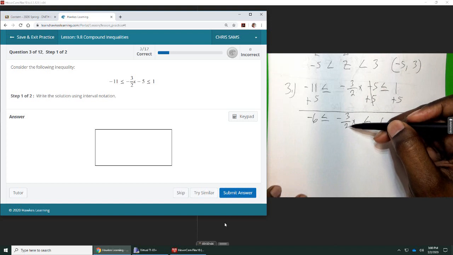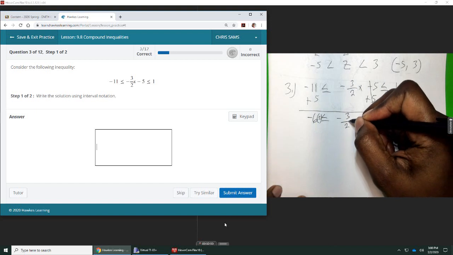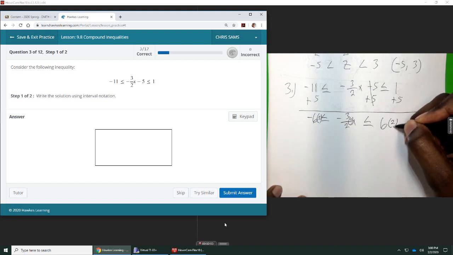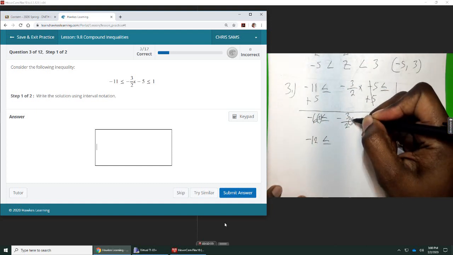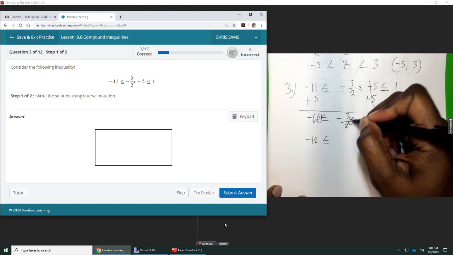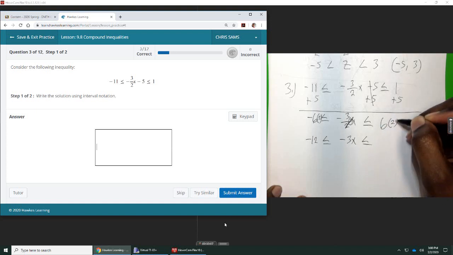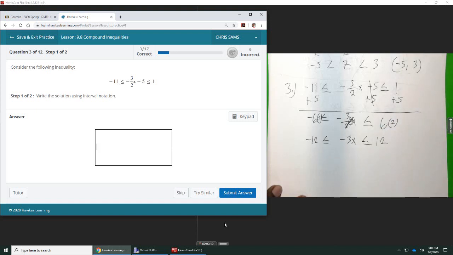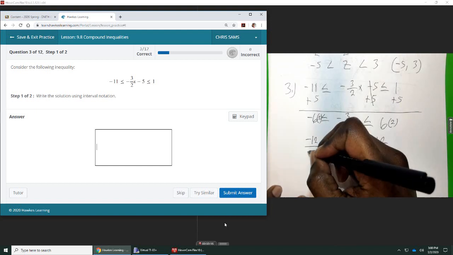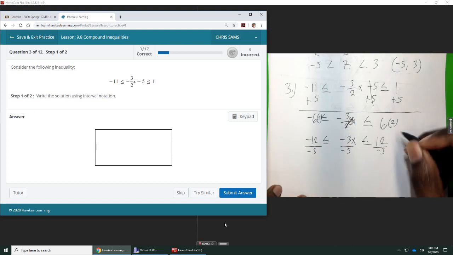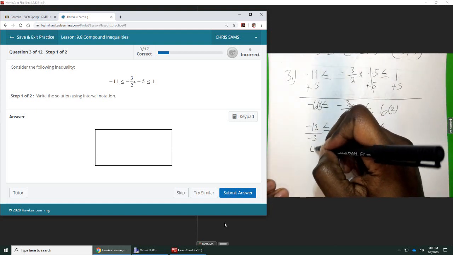And then now to get x by itself, we're going to multiply everything by 2 to get rid of that fraction. So multiply by 2, multiply by 2, multiply by 2. This will give us a -12 less than or equal to. This multiplication by 2 is going to cancel out the division. That's gone, so we're left with -3x less than or equal to +12. And then lastly, we will divide by -3 all the way around.